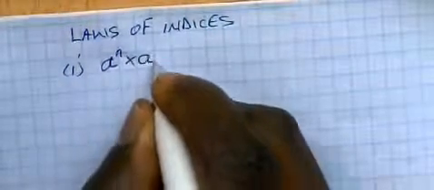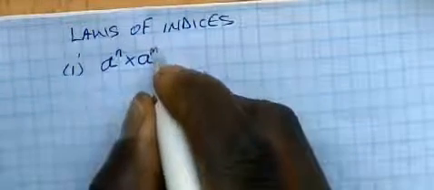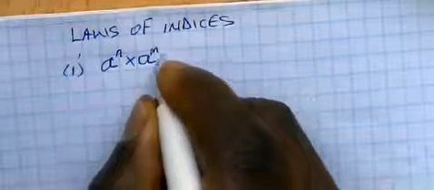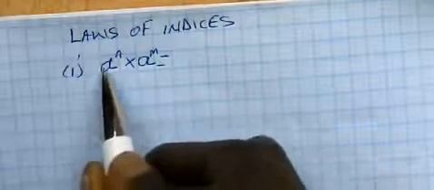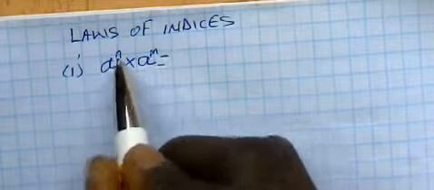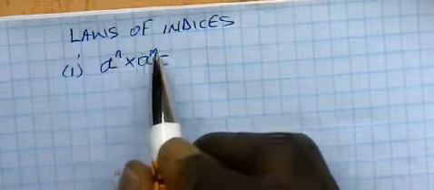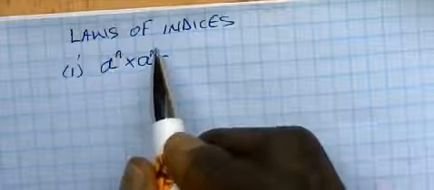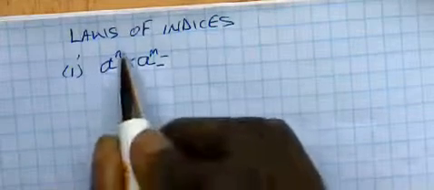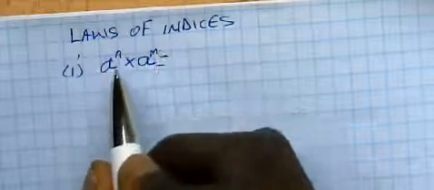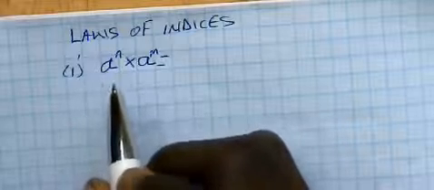a to power n multiplied by a to power m is the same as... So a can be any number. It can be 2, it can be 3, provided that this is 2, this is 2, this is 3, this is 3. And n is any number. It can be 2, 3, 4, 5, any number, provided the powers are not the same, but the bases are the same.